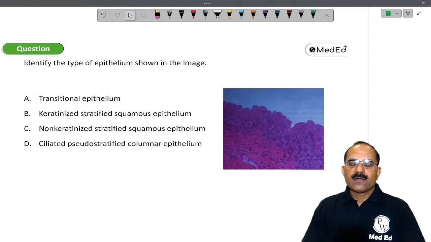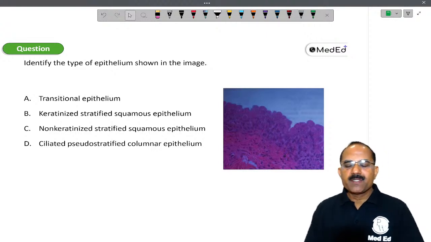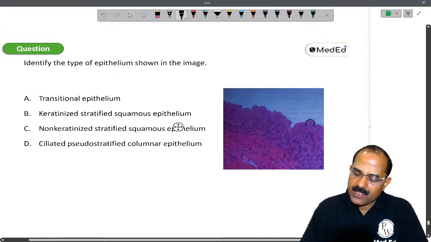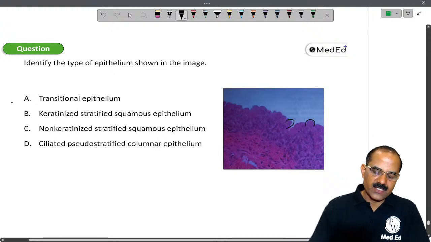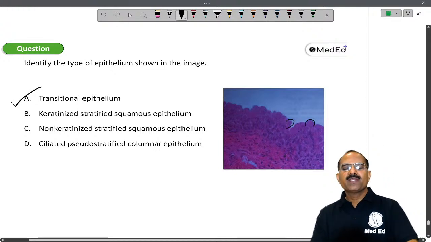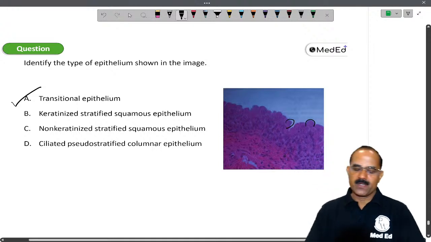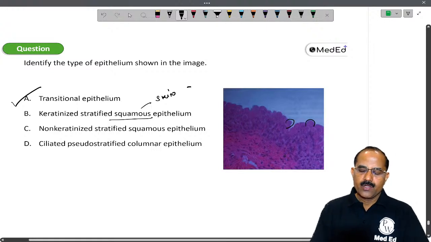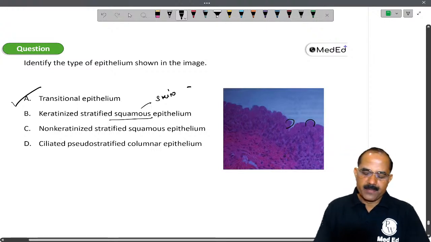What is the type of epithelium? Umbrella shaped cells. Very good. Excellent. Look, umbrella shaped cells. So this is an example of transitional epithelium. Transitional epithelium is urothelium. Keratinized stratified squamous epithelium is where? Skin. Yes, skin.